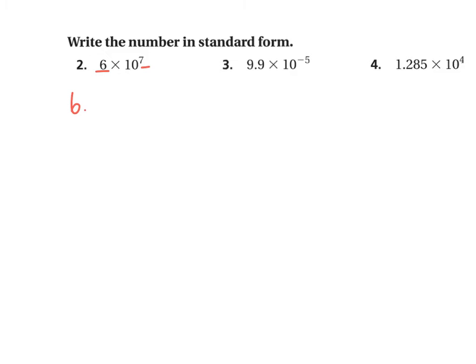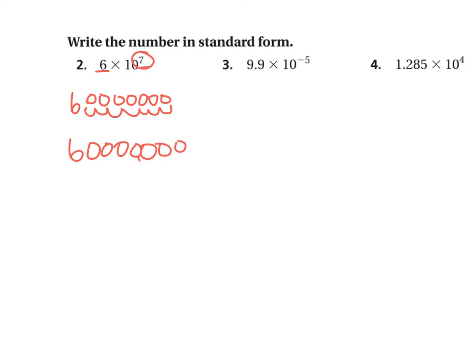It'd be like saying 6 point. And we're gonna move it to the right how many times? 7 times. So 1, 2, 3, 4, 5, 6, 7. So that means I'm gonna throw in 7 zeros here. So my answer, put a comma there and a comma there, is 60 billion.